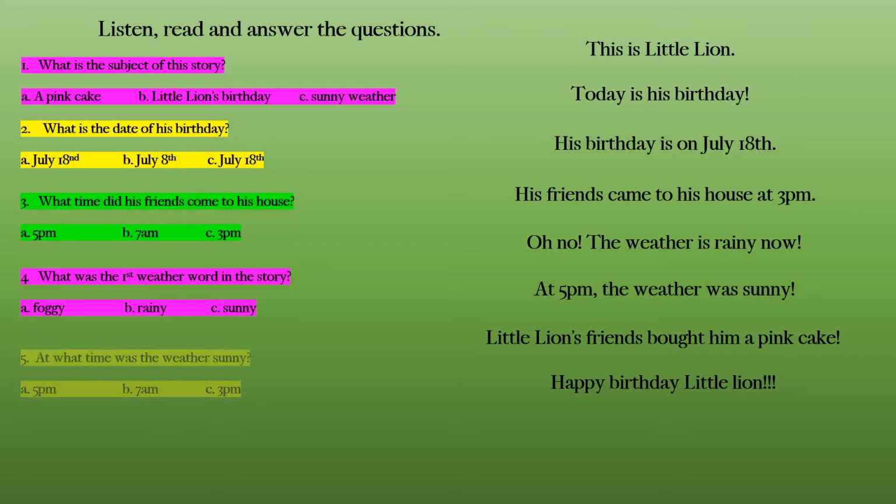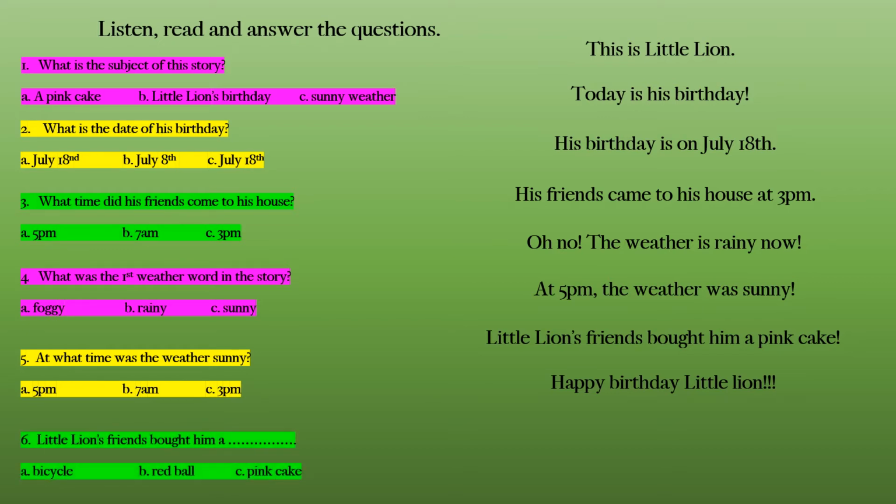Question number 5. At what time was the weather sunny? Was it A, 5 p.m, B, 7 a.m, or C, 3 p.m? And number 6. Little Lion's friends bought him A, bicycle, B, red ball, C, pink cake.